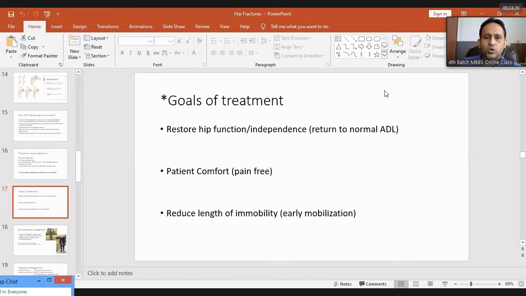So goals would be, you restore the hip function, you give the patient independence, so that means return to normal activities of daily living. You give the patient a pain-free hip, so that adds to the patient comfort. Try to mobilize the patient early, so that reduces the length of the immobility. So this remains the goal of the treatment.